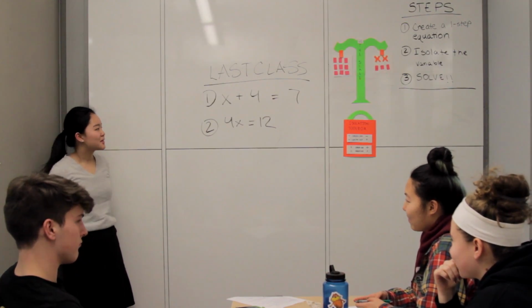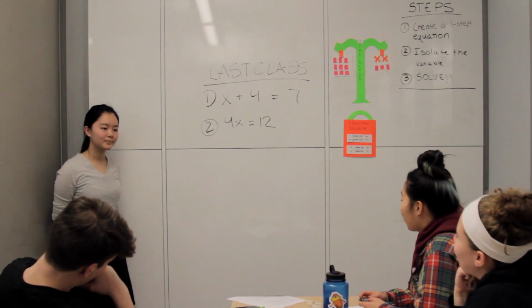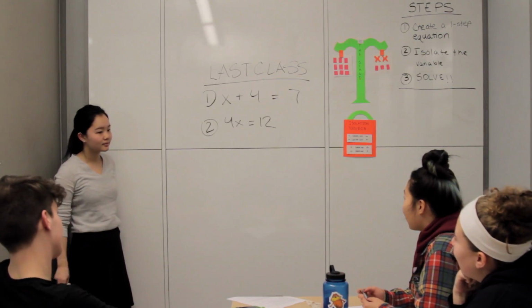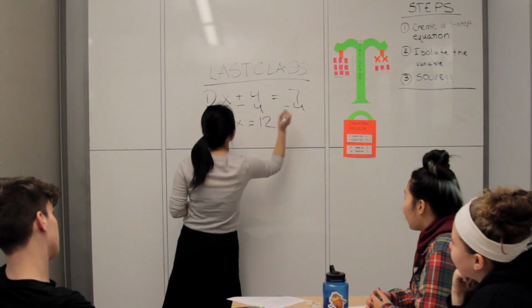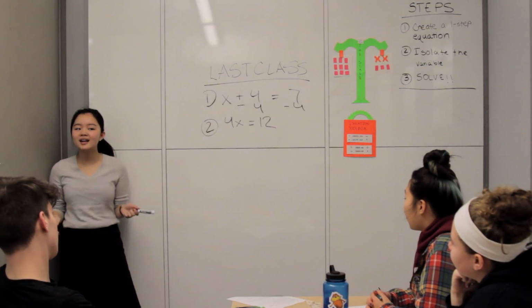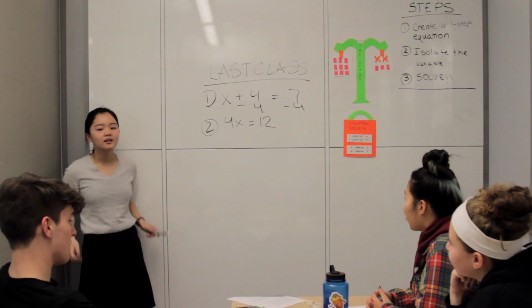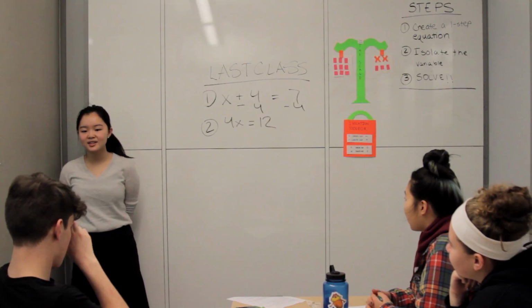Josie, could you tell me how you solved the first equation? Yeah, so I subtracted 4 from both sides. Great, and we use subtraction because subtraction cancels out addition. And what we do to one side, we always have to do to the other. Ross, could you tell me how to solve the second equation?